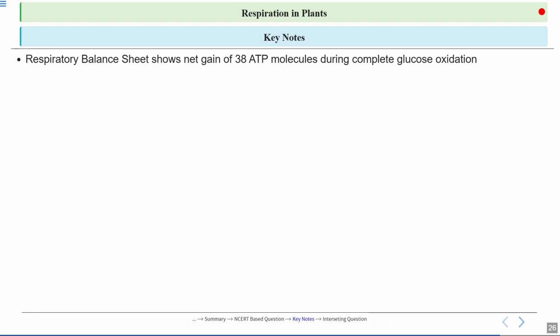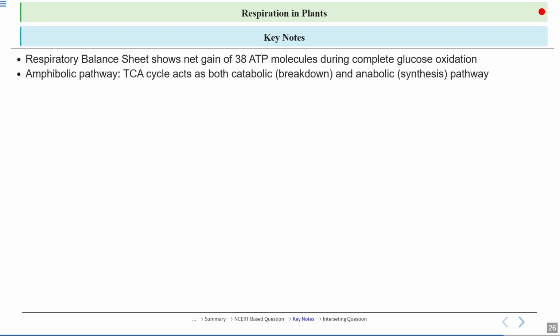Now let us look at some keynotes. So we have studied that the respiratory balance sheet shows us a net gain of 38 ATP molecules during complete oxidation of glucose. This is important. We have talked about amphibolic pathways which include both anabolism and catabolism. The example that we have seen is the TCA cycle, which acts as both a catabolic pathway, that is there is breakdown of larger molecules into simpler ones with the release of energy, and an anabolic pathway, that is synthesis of larger molecules from simpler ones with the input of energy.